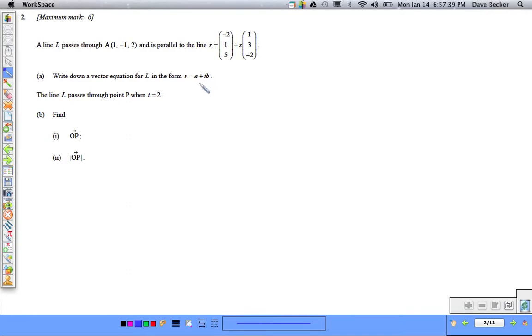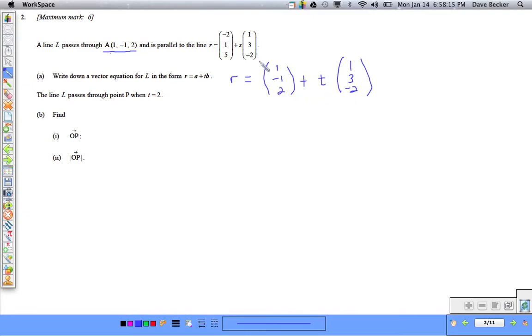All right, well, we know here a line passes through A, 1, negative 1, and 2. So that's what I'm going to use as my a, which is any point on the vector. So that's going to be 1, negative 1, 2, plus t times 1, 3, negative 2. So that's no big deal at all.